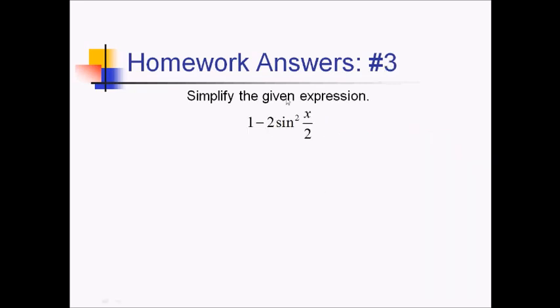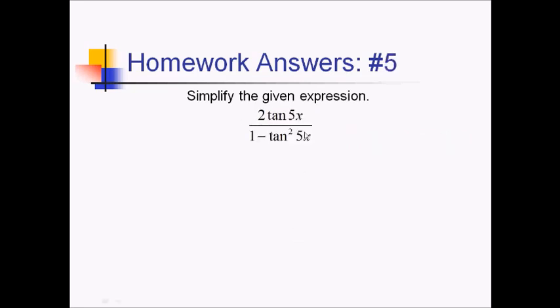For number 3, this pattern of 1 minus 2 sine squared of something is really just cosine of a double angle. So we can turn this into cosine of 2 times x over 2, which is just cosine of x. For number 4, this pattern of 2 cosine squared of an angle minus 1 is really just one of your cosine double angle formulas. So we can rewrite this as just cosine of 2 times 10, or cosine of 20 degrees.